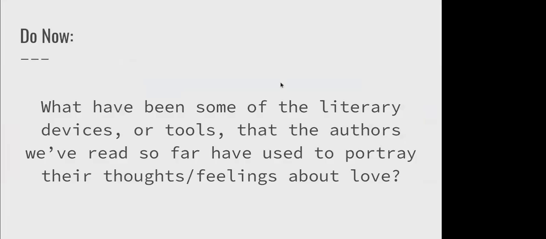All right, Faye, so we're still getting started here. Since you just joined, here is the question we're talking about today, which you might be able to help us out with as well. What we're thinking about to get us in gear for Checkpoint 3 is what have been some of the literary devices or tools that the authors we've read so far have used to portray their thoughts and feelings about love. So in other words, literary devices are things like, remember, symbolism, similes, metaphors, imagery, stuff like that. So what have been some of those things that the authors we've read have used in those two short stories to portray the way they think and feel about love?